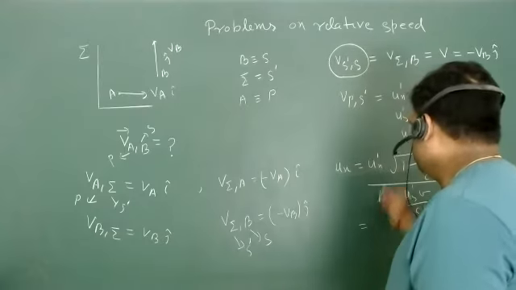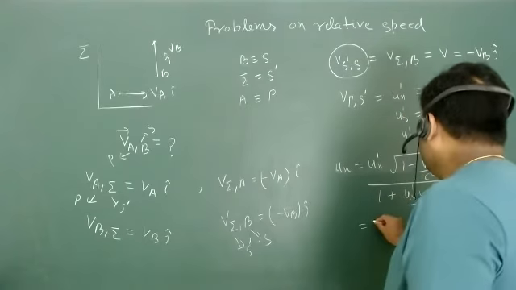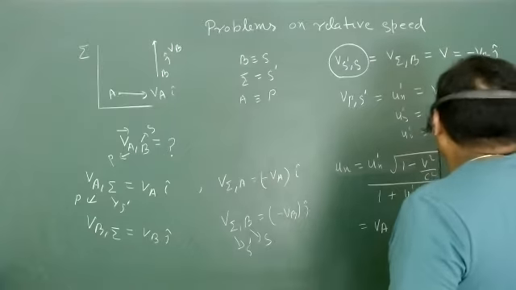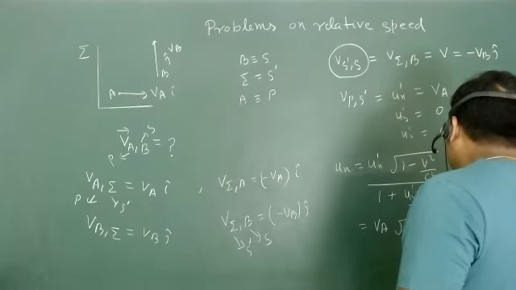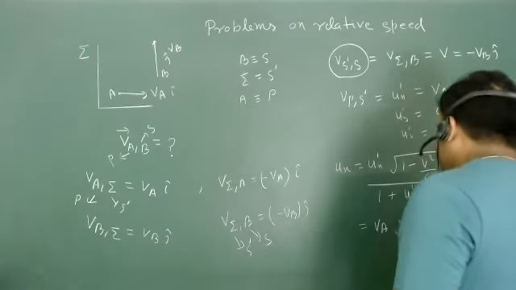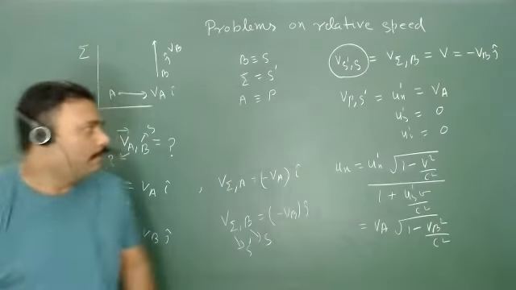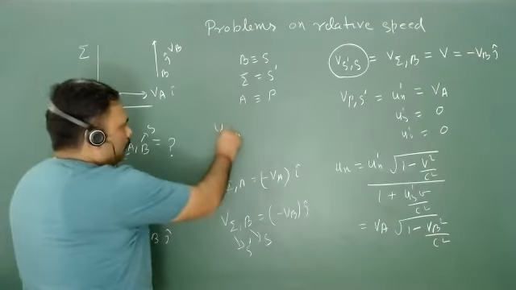Okay, and now we can put ux dash here, and this will be your VA, and root under 1 minus VB square upon c square. And similarly, we can get uj. And what is my uj? I can use this space.